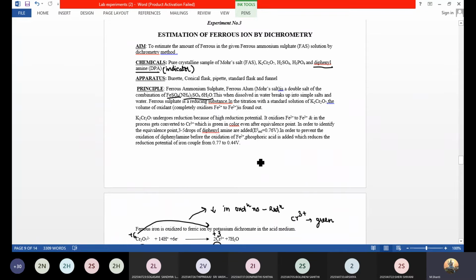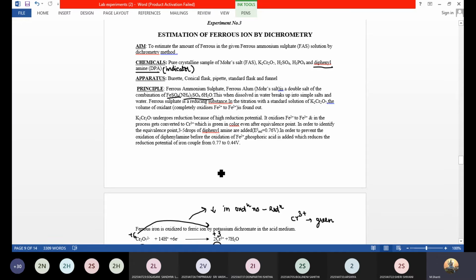Now, another important point is, why are we adding the mixture of H2SO4 and H3PO4? Here H2SO4 is added to prevent the hydrolysis of ferrous sulfate salt. This point we have already discussed in KMnO4; the same reason is applicable here also. And what is the reason for adding H3PO4?